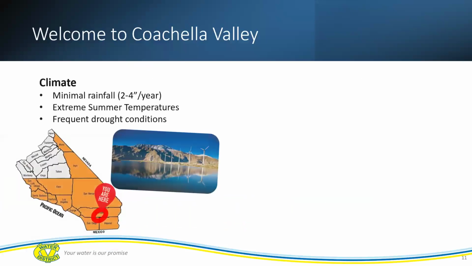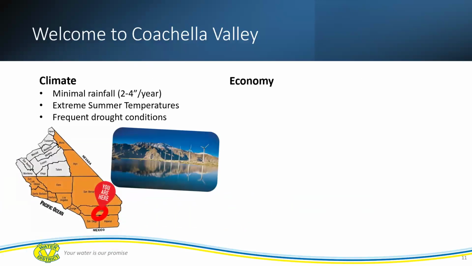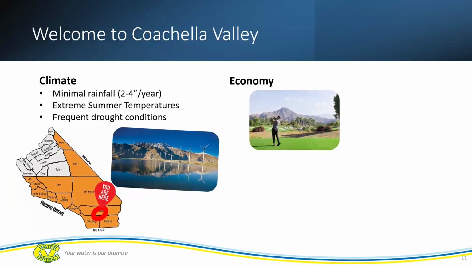Just to start, a little bit about the Coachella Valley. We're located mostly within Riverside County, and it does include some small portions of San Diego and Imperial counties as well. We are part of the Colorado desert, so we experience minimal rainfall, only about 2 to 4 inches a year. That lends us to extreme summer temperatures. We'll see multiple consecutive days of 100-plus degrees Fahrenheit. So, desert, frequent drought conditions here in the Coachella Valley.